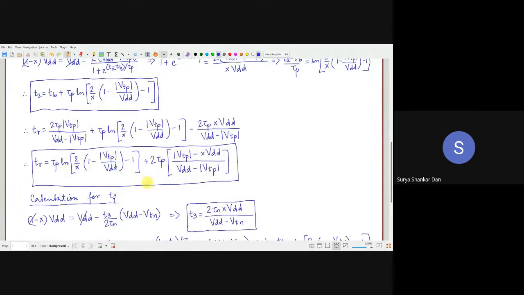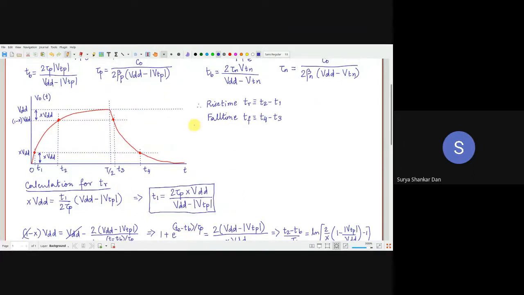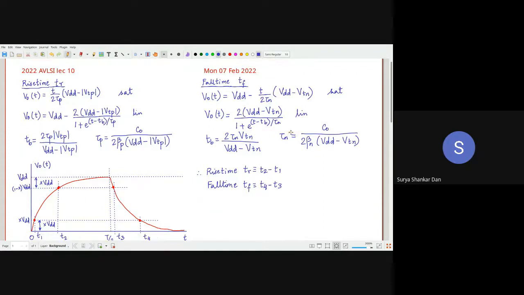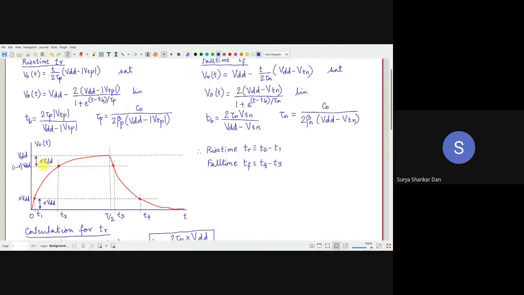Now we will do exactly a similar calculation for TF, that is the fall time. For the fall time, we will refer to the equations for the N MOSFETs, which were also derived in our previous lectures. I've just copied those equations here. By the same concepts, we will go by the same procedure and find the instant T3 where VO crosses 1 minus X VDD, and the instant T4 where VO crosses the X VDD level. And then we will take the difference between the two, T4 minus T3.